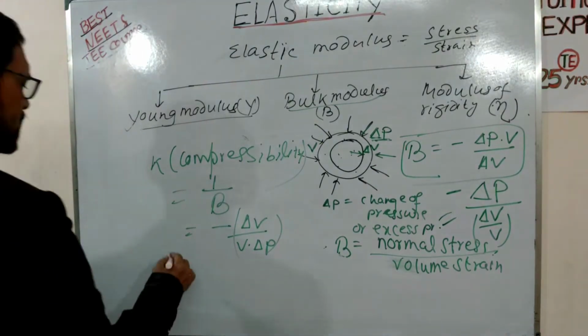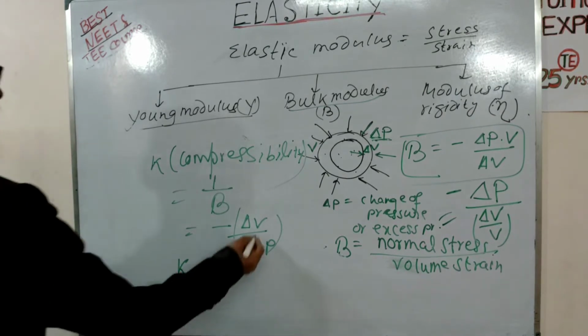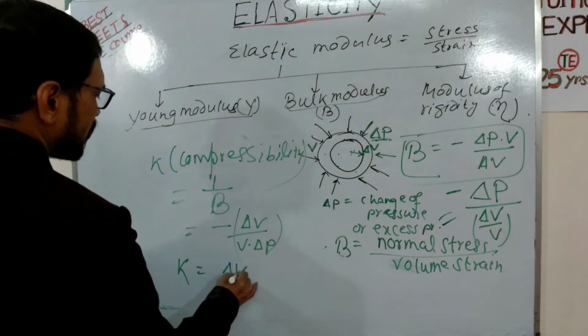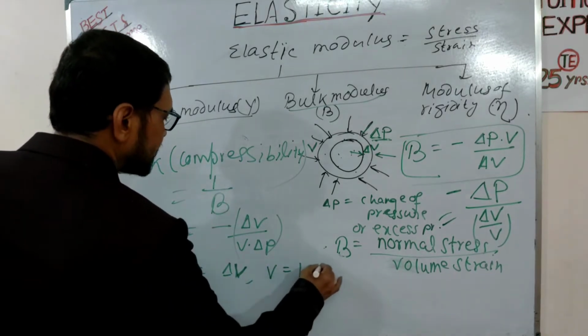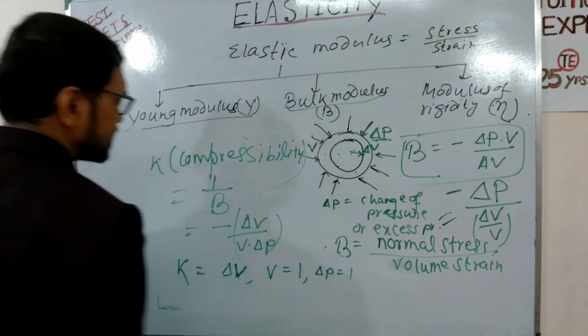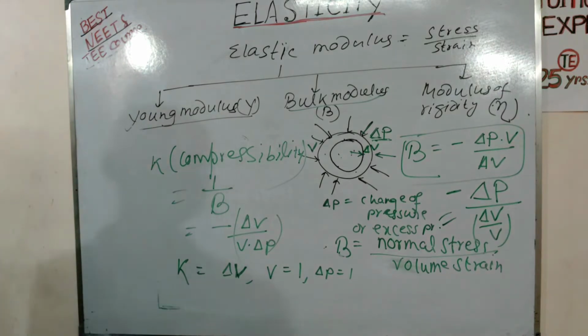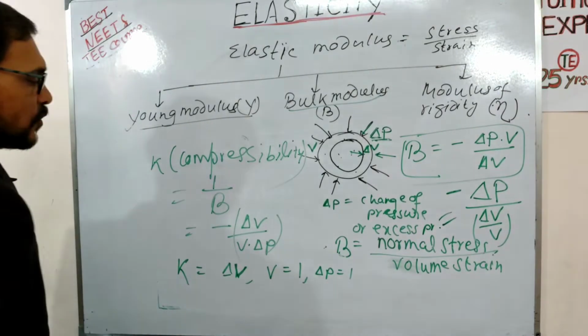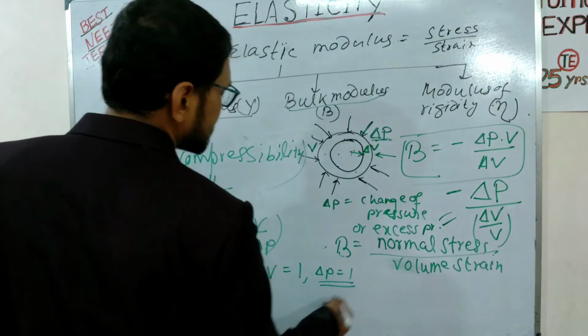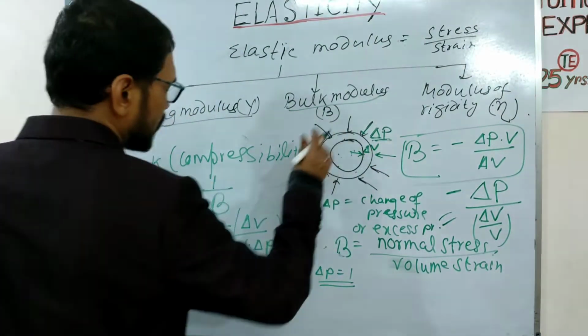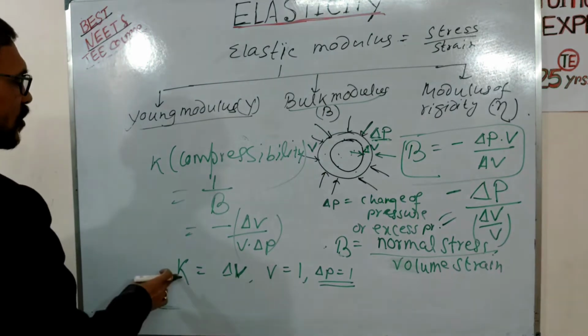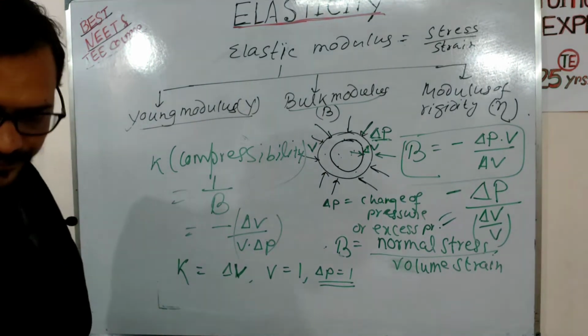So compressibility is defined as the change in volume del V. K equals del V when V equals 1 and del P equals 1. That is, compressibility is defined as the change of volume when a unit excess pressure is applied on unit volume of a body. Okay.